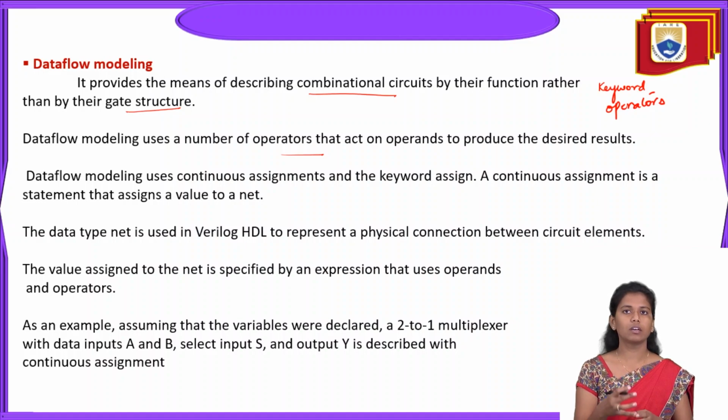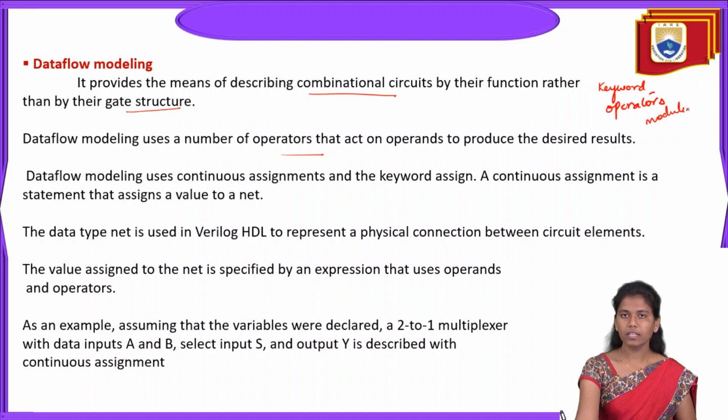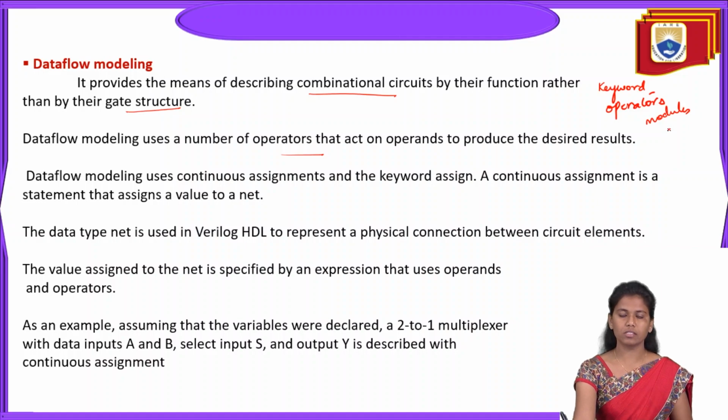A few operators operate with the help of only two operands, and a few operators give the expression with the help of only one operand, single operand operators. And a few more we can consider with three operands, right? So keywords, operators, modules, and a few more are nothing but the lexical tokens. In Verilog we have 7 lexical tokens, and each of the lexical tokens has its own specifications.